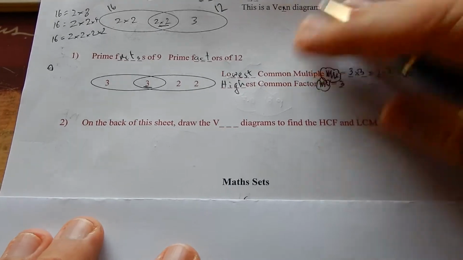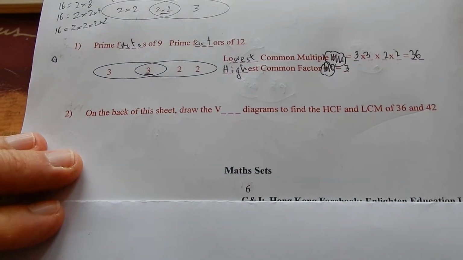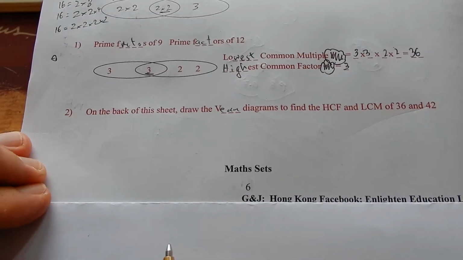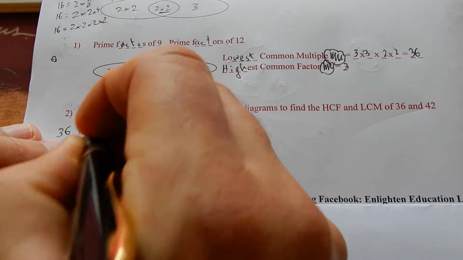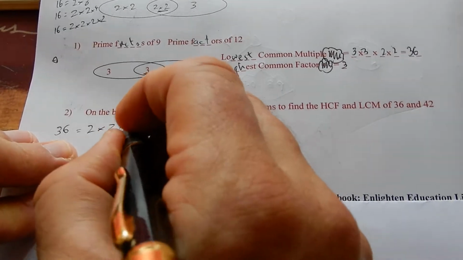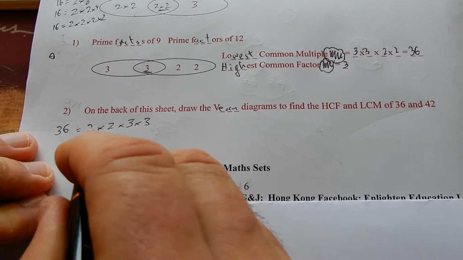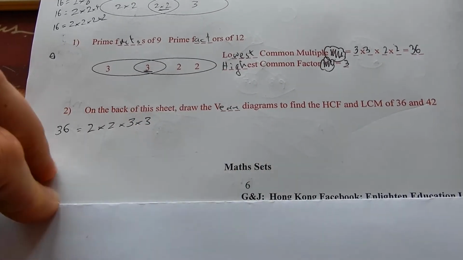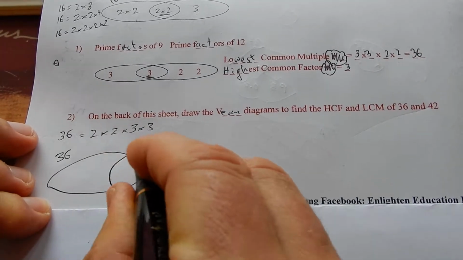On the back of this sheet, oh, I'll do it on the front, I think. Draw the Venn diagram. HCF and LCM of 36. 36 is 2 times 18. 18 is broken up into 2 times 9. 9 is broken up into 3 times 3. 2 times 2 times 3 times 3 gives 36. 2 times 3 is 6, and 2 times 3 is 6. 6 times 6 is 36. Yeah. So there's the 36 one. Don't put anything in it yet.